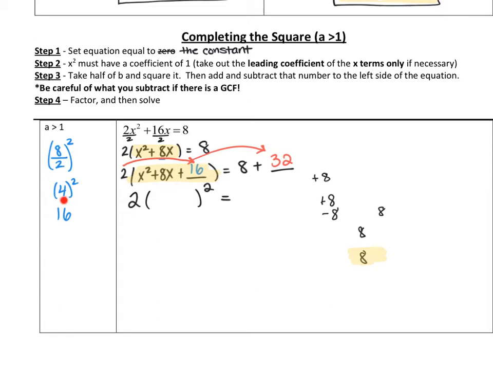So half of 8 gave us 4, so we can write this as x plus 4 squared. Then we add 32 and 8, and that gives us 40. And then we need to solve for x still.